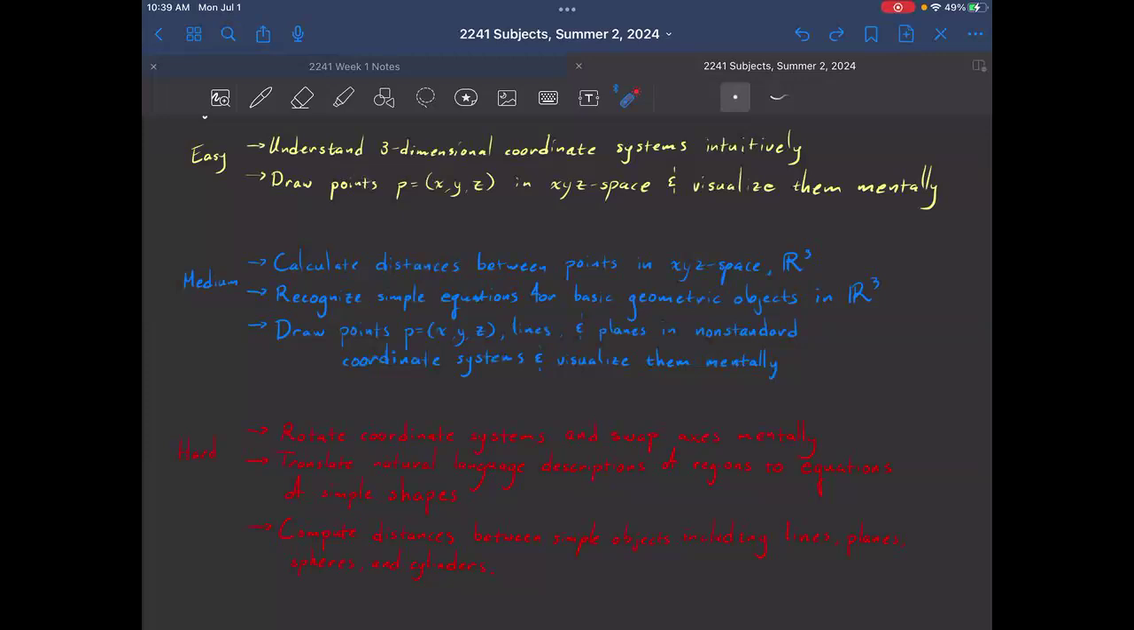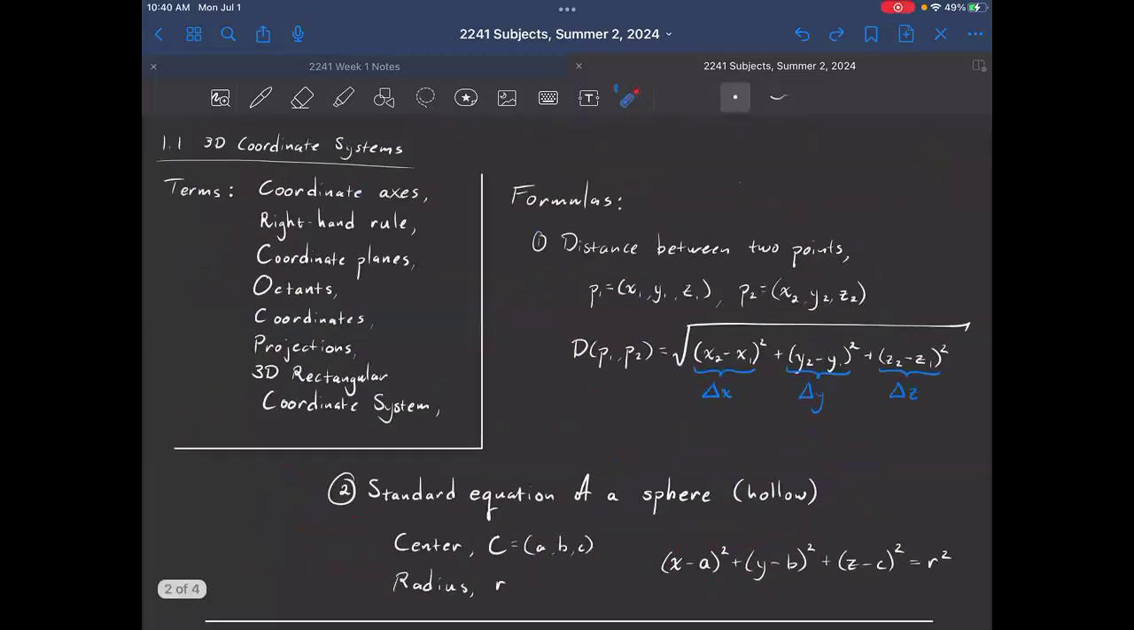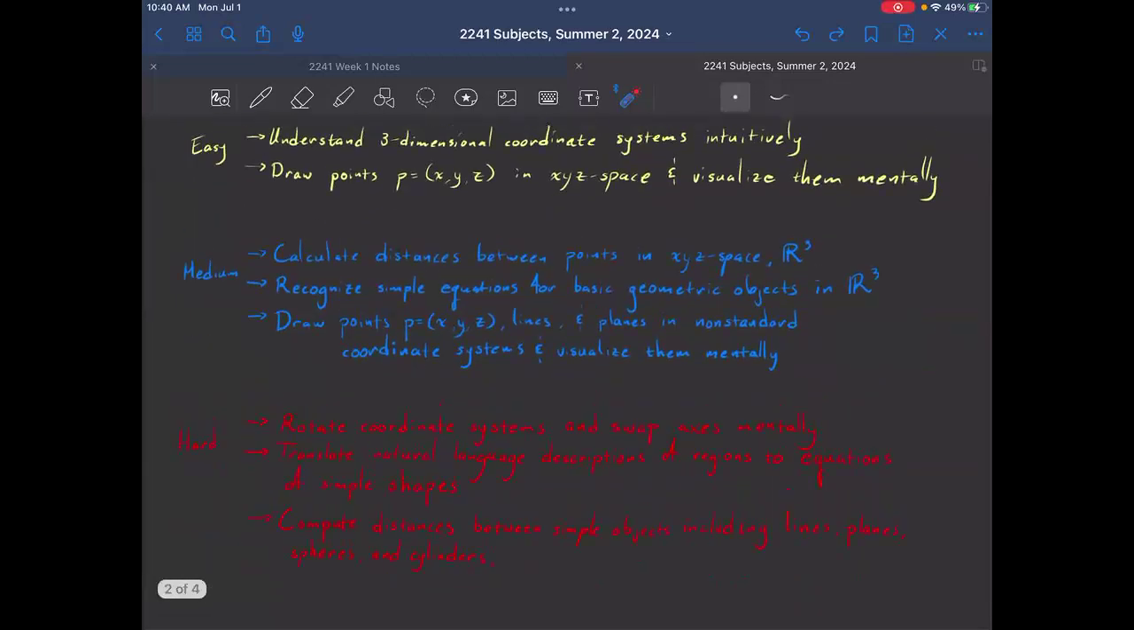So even if coordinates are all shifted around and swapped, you should still be able to follow the axes and figure out where 3, 7, minus 4 is in that coordinate system. Can you do that? All right, last but not least is the hard ones.